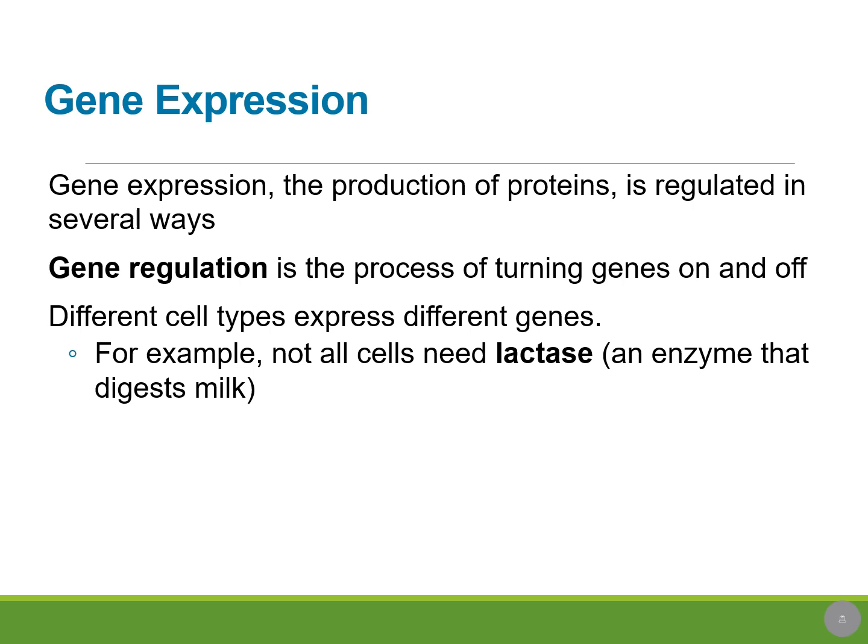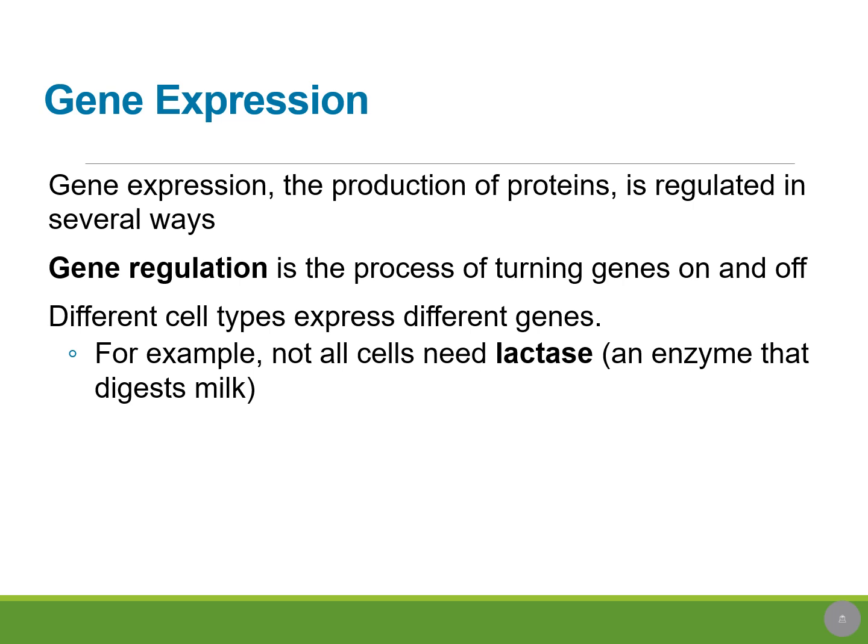So different types of cells are going to be functioning for different purposes. One example is that not all cells are going to need an enzyme called lactase. Lactase is used to break down the sugar called lactose inside your body. So for example, digestive cells will need that function, then you're going to turn on lactase. But a nerve cell has no need to turn on the lactase gene.